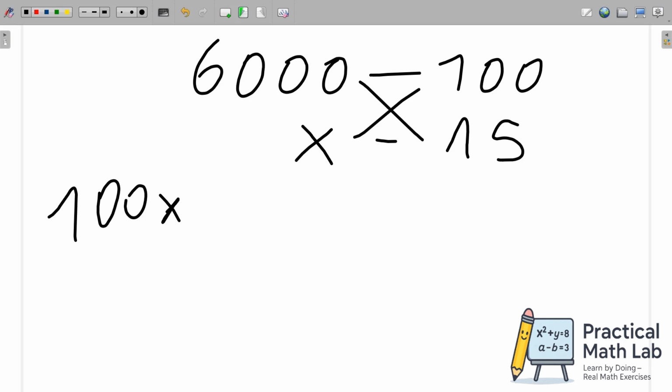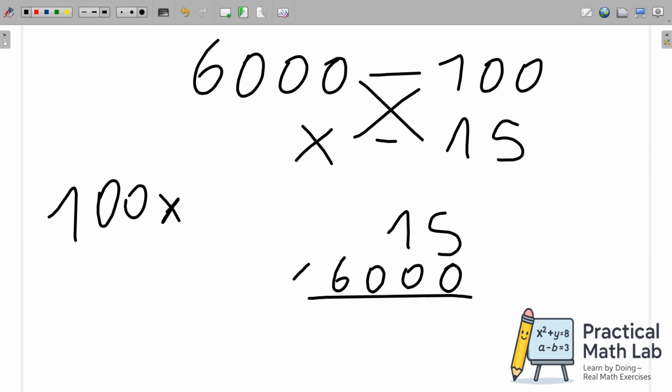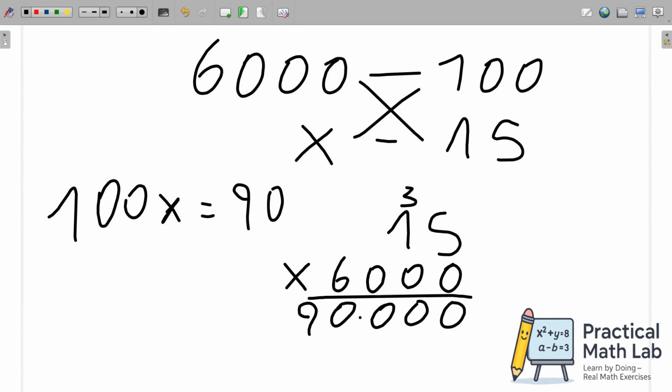Let's do the calculation here. 15 times 6,000 exactly. When we multiply with these zeros, just repeat the number of zeros you have, and then you multiply by 6. 6 times 5 is 30, carry 3. 6 times 1 is 6 plus 3 is 9, 90,000. This is a quicker way to calculate, so 100x equals 90,000.